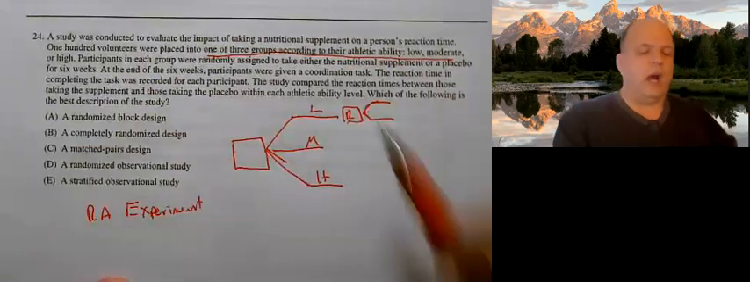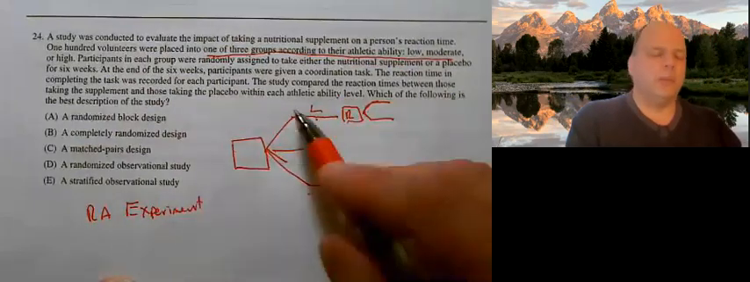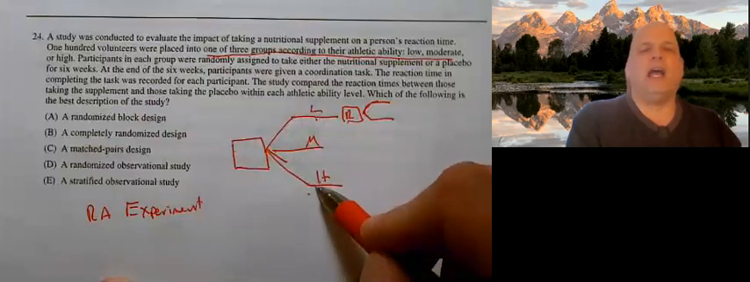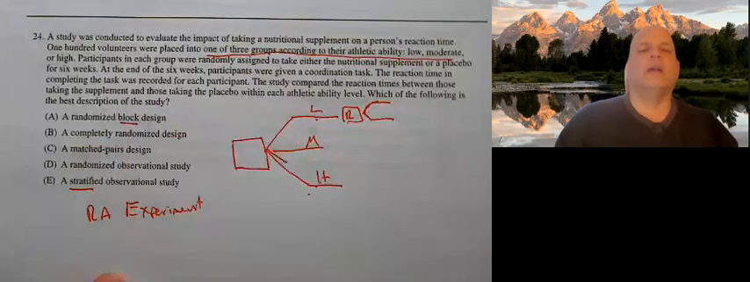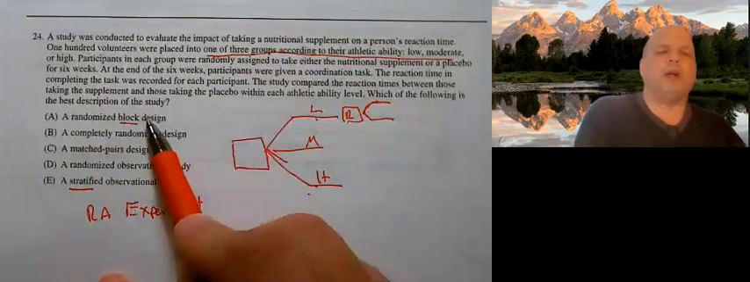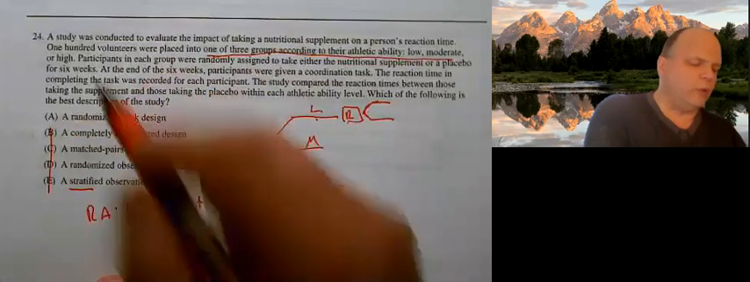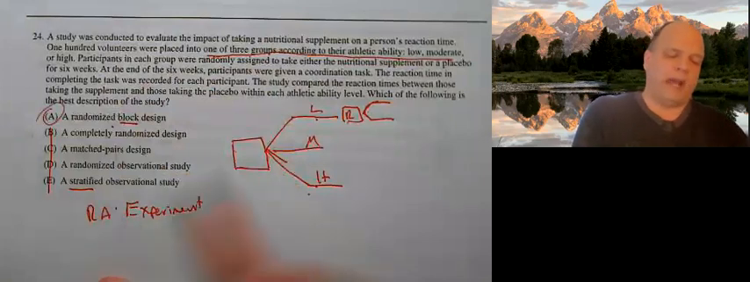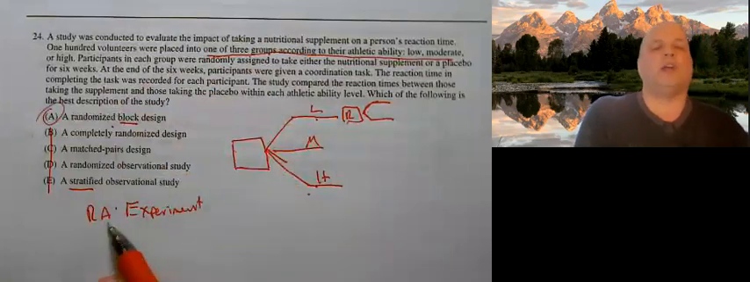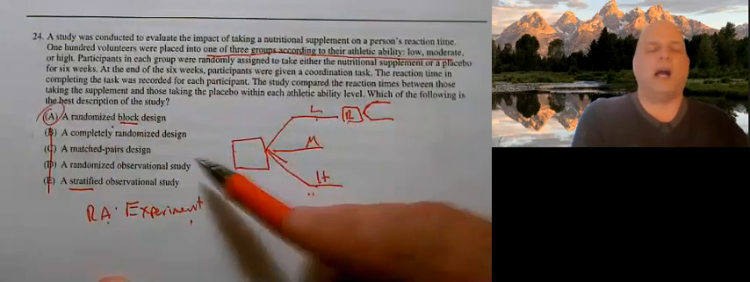Okay, now I grouped. And if you're grouping, and you're grouping it based on low, moderate, or high, it can only either be a stratified or a block. But we use block for experiments and stratified for observational studies. We already said this was an experiment. So because we grouped and we had random assignment tells me it's an experiment. We grouped it. So either it's going to be stratified or block.